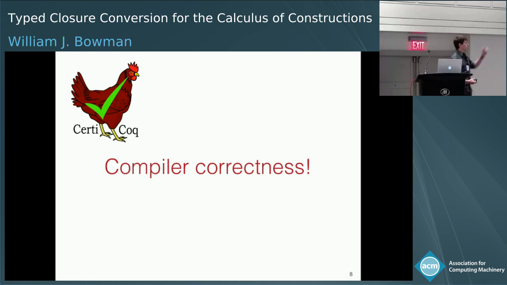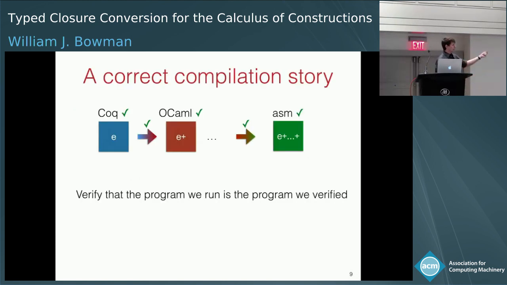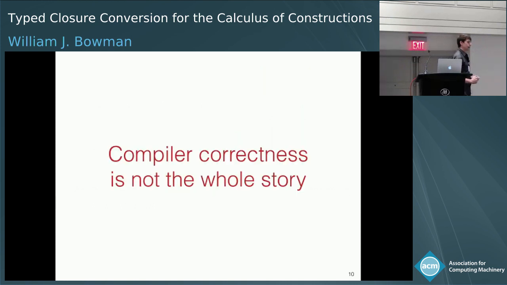And that is what projects like the CertiKOS project are doing. The idea is we want to verify each step of compilation, and then we know that the program we end up running is verified to be the program we wrote and verified. And this is great. This is a great idea. But compiler correctness is not the whole story.